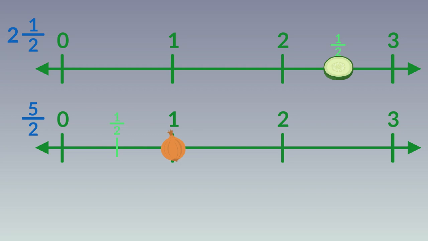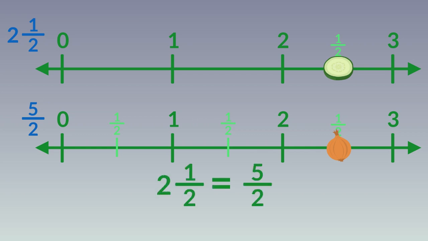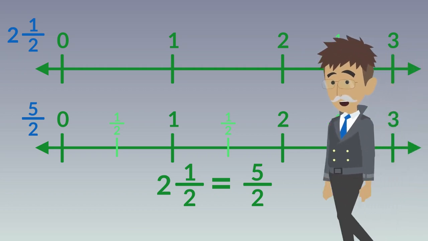I divide the section between 1 and 2 into 2 parts. Moving to the 2 means I moved 4 halves. Finally, I divide the section between 2 and 3 into 2 equal parts. I move to this mark representing 5 halves. Looking at the number lines, we can see that the amount of cucumbers is the same as the amount of onions. That's the power of visual models and number lines.